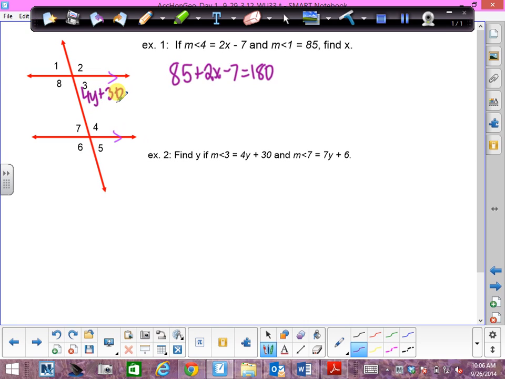And we know the measure of angle 7 is 7y plus 6. So you got to think, what's the relationship between angle 3 and angle 7? Well, you should recognize that they're alternate interior angles. And by the alternate interior angles theorem, we know that they are congruent. So we can take 7y plus 6 and set it equal to 4y plus 30 and solve. So I'm going to leave that for you to solve as well.